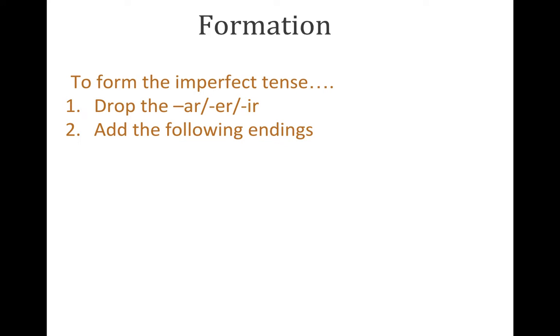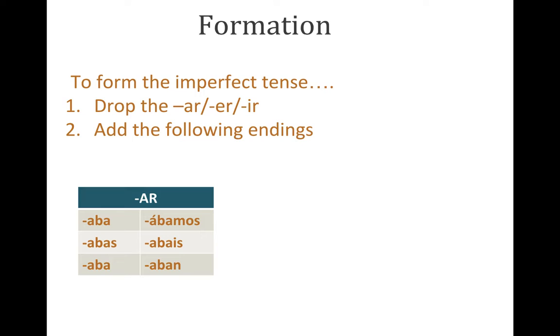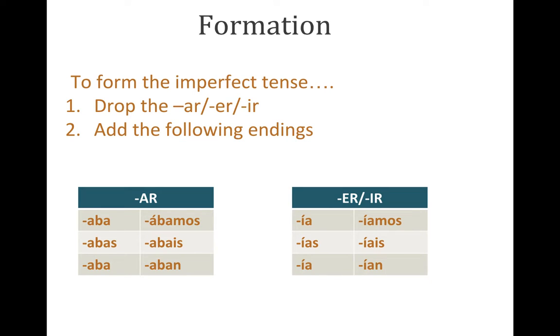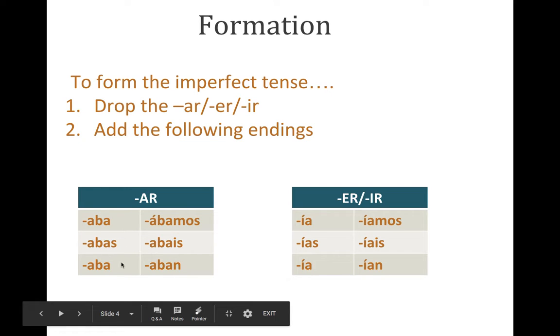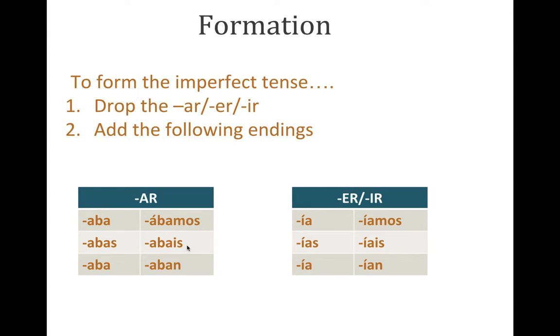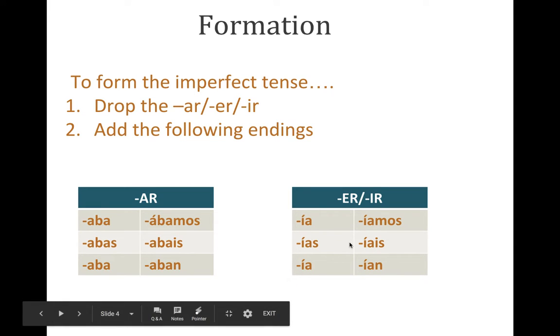To form the imperfect tense, you have two steps. Step one, you're going to drop the AR, ER, or IR. And then you will add these endings. If you have an AR verb, you will add aba, abas, aba, ábamos, aban. You'll see I've included abais for vosotros, but that will not be on any test or quiz. If you have an ER verb, the endings that you're adding are ía, ías, ía, íamos, ían. There is an accent in all forms of the ER, IR, and there's an accent on the we form of AR.